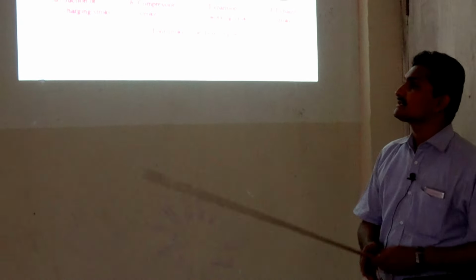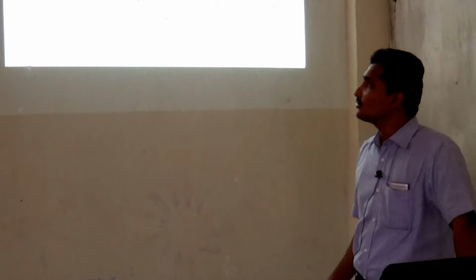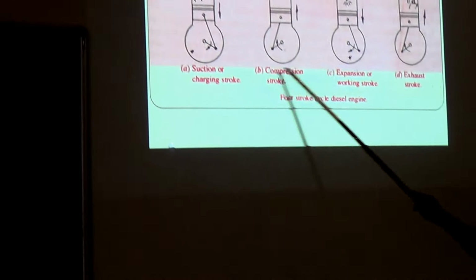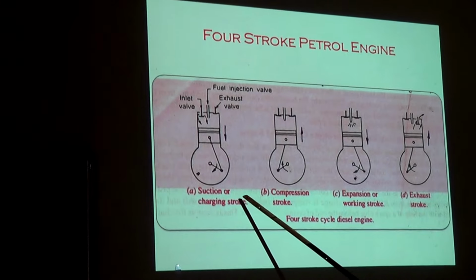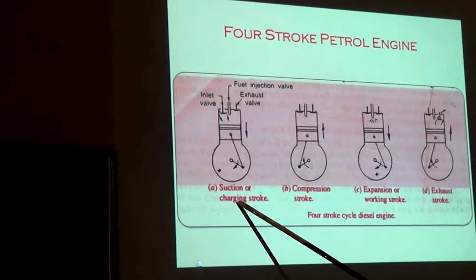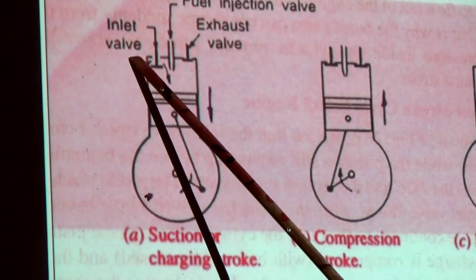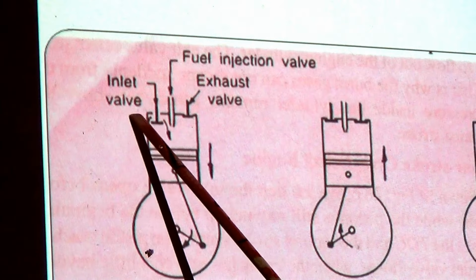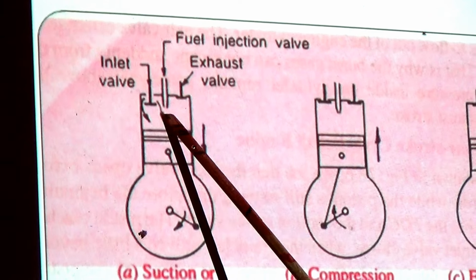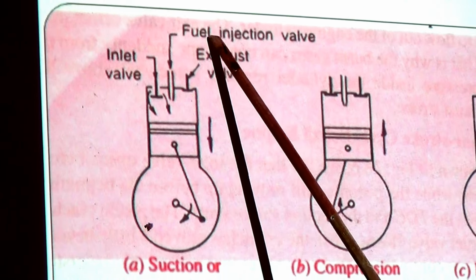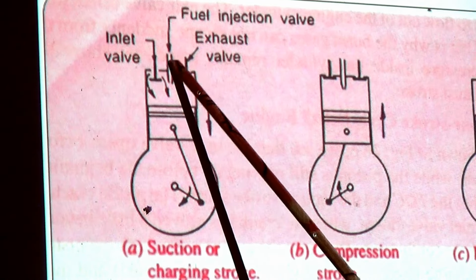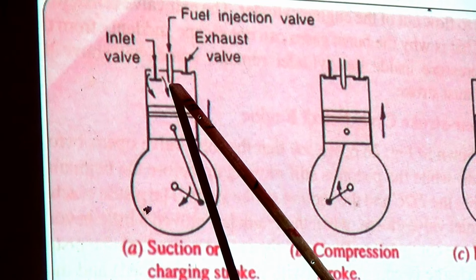So now we have discussed diesel engine, petrol engine in a 4-stroke. This figure shows all 4 strokes separately. You can see here that suction or charging stroke, where the piston moves from TDC to BDC, inlet valve is open, inlet air plus fuel is entering into the system. So here they have shown fuel injector valve, means what? This we have to consider it as a diesel engine.